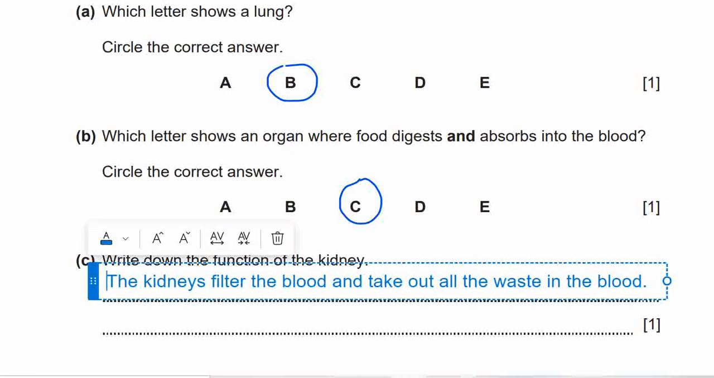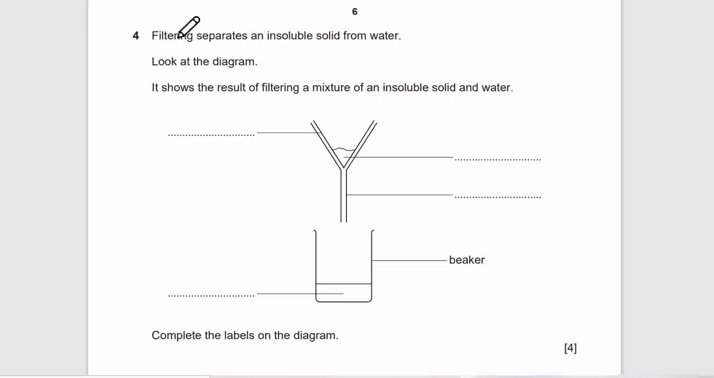Right, let's move on. This is the whole question number 4. Filtering separates an insoluble solid from water. Look at the diagram. It shows the result of filtering a mixture of an insoluble solid and water. And this is it. Complete the labels on the diagram.